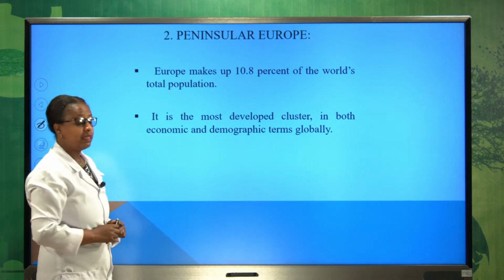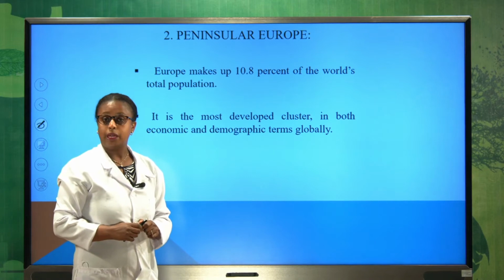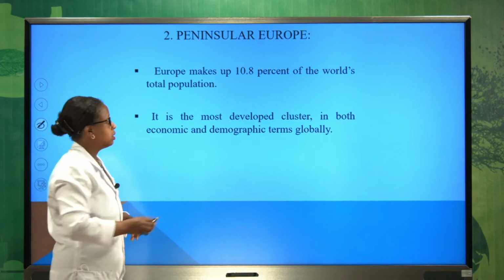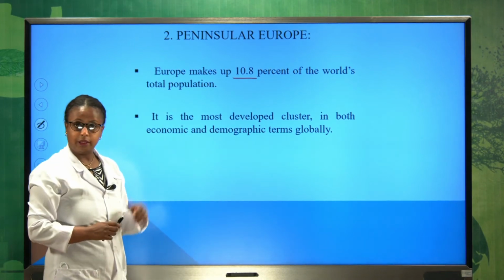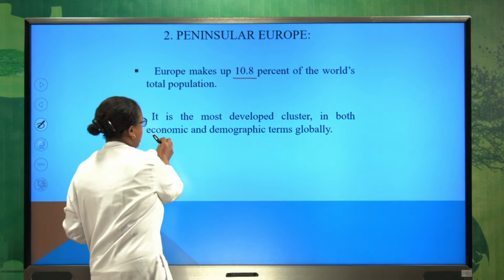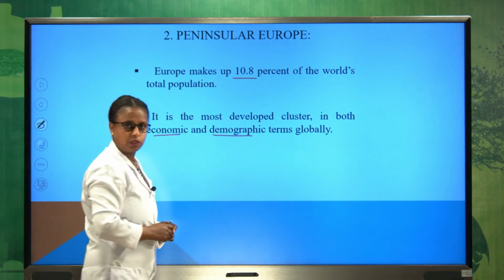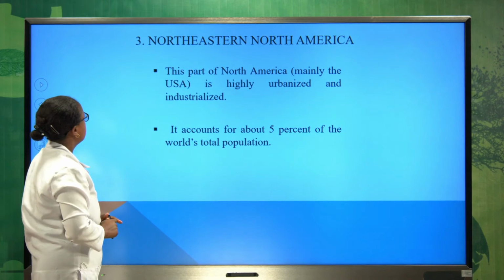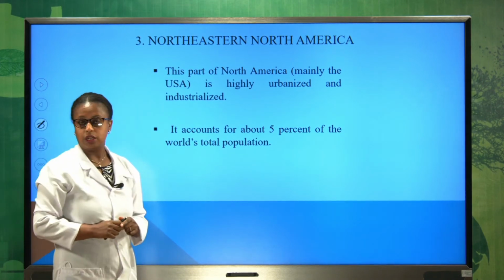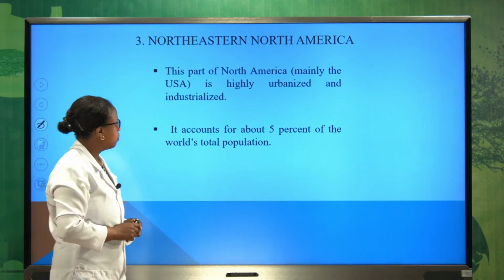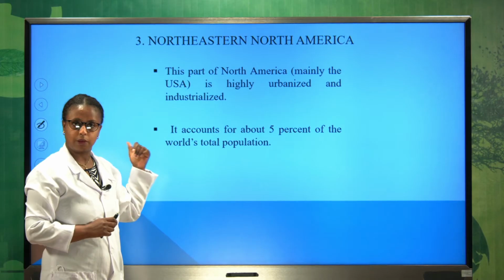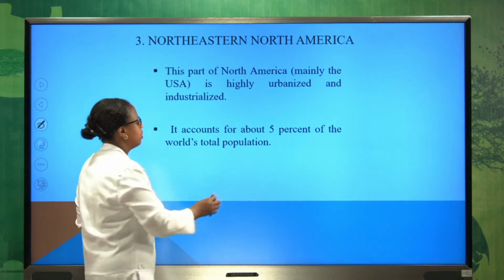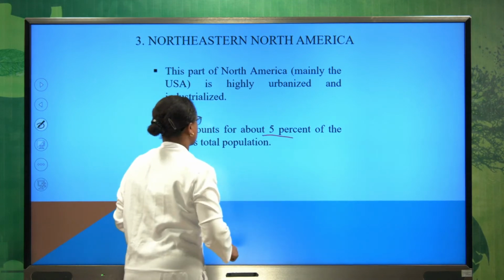The second most populated region of the world is peninsular Europe. It accounts for 10.8% of the world population and is the most developed in economic and demographic terms. The third most populated region of the world is Northeast North America. This part of North America, mainly the USA, is a highly urbanized and industrialized part of the country. It accounts for 5% of the world population.